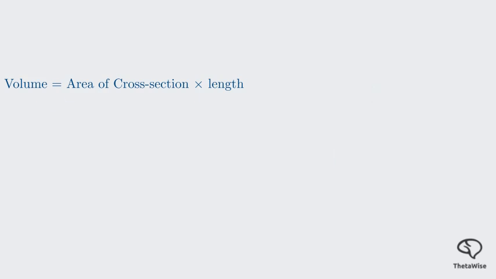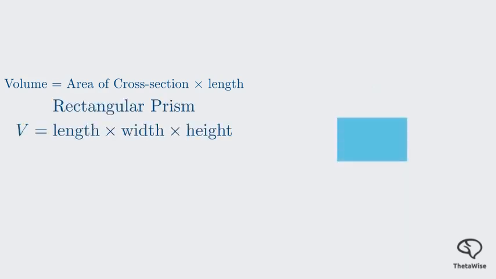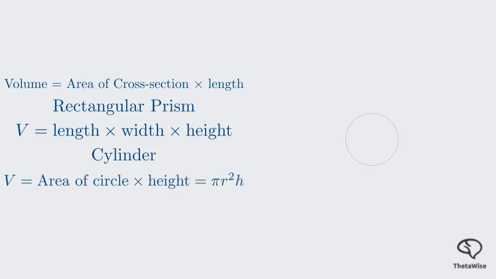For a simple cuboid or rectangular prism, the cross-section is a rectangle. Its area is length times width. So the volume is length times width times height. For a cylinder, the cross-section is a circle with area πr squared. Multiplying by the height h gives the volume πr squared h. These are the fundamental volume formulas for prisms and cylinders.